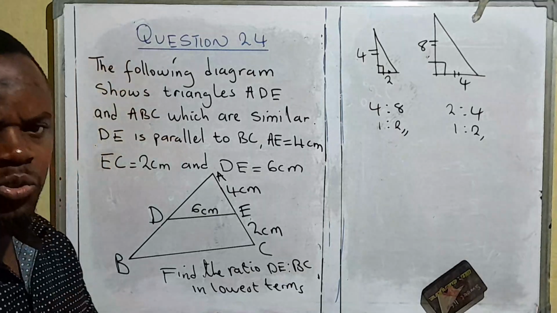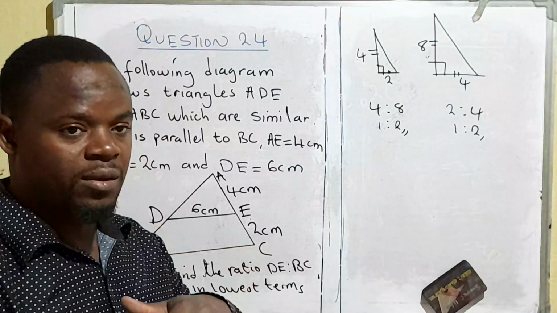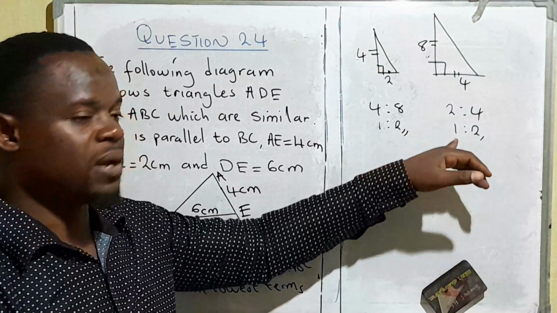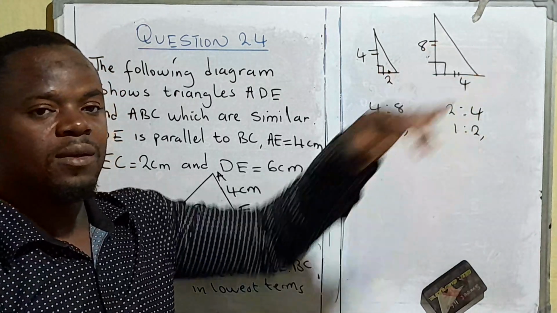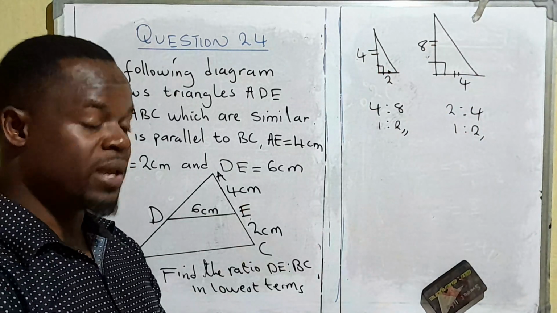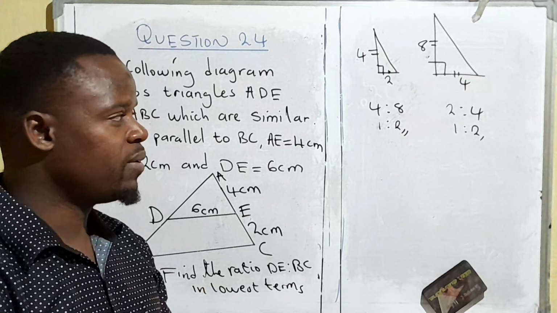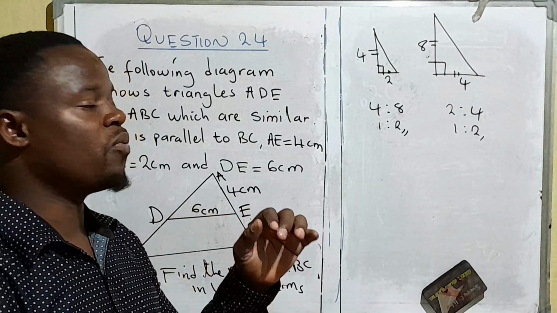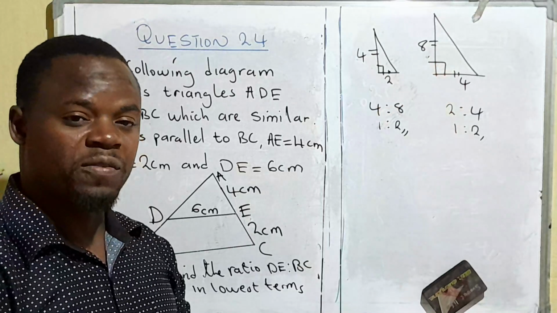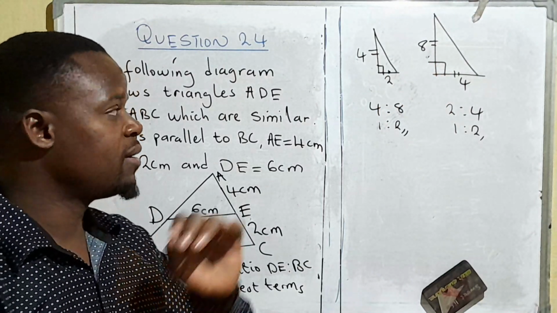You've seen that the ratios of the corresponding sides are equal. We have 1 to 2, we have 1 to 2. Equally, this other side and that other side will give us 1 to 2, right? If that condition is passed, then will these two shapes qualify to be called similar shapes?